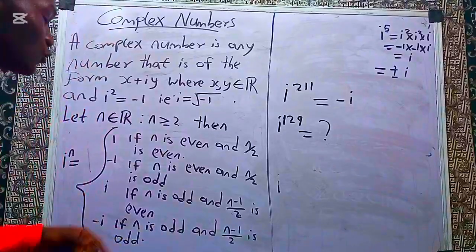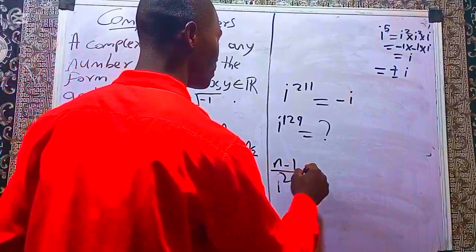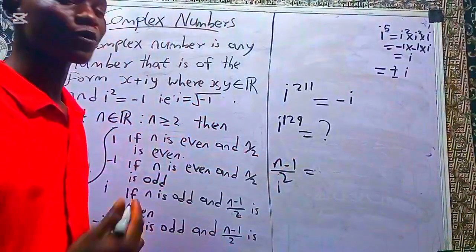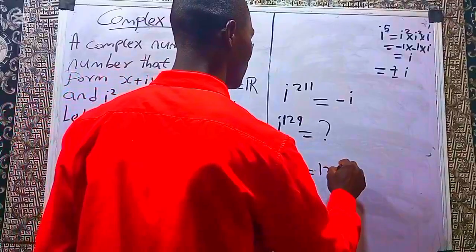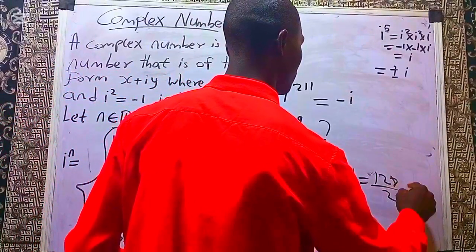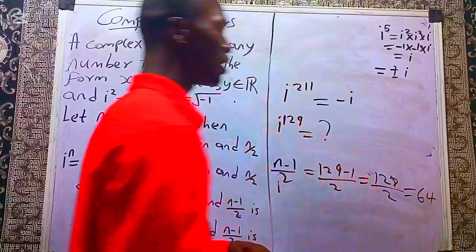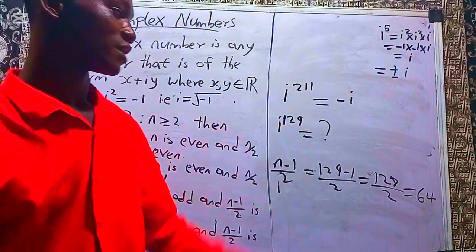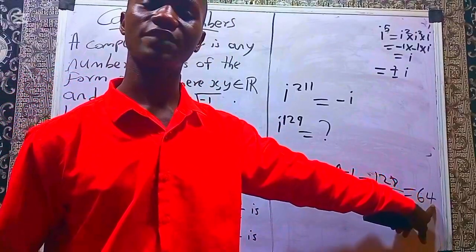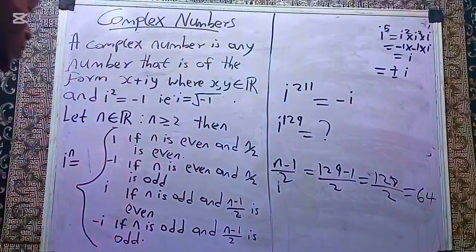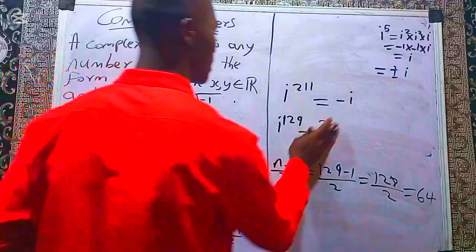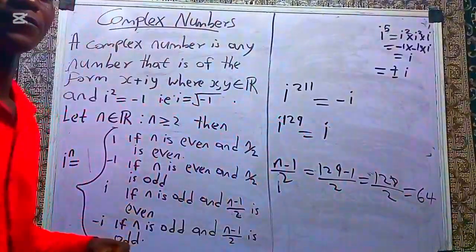So what are we going to do? We do n minus 1 over 2. Since it's odd, n minus 1 will be even, right? Divided by 2. Let's check whether we're going to get odd or even. That's 129 minus 1 divided by 2, which is 128 divided by 2, which is 64. Now, our n is odd, 129 is odd. n minus 1 divided by 2 is even, which is 64, since 64 ends with an even number, which is 4. So in this case, n is odd and n minus 1 divided by 2 is even, so your answer will be i.